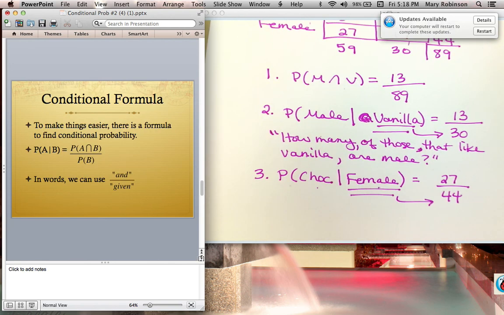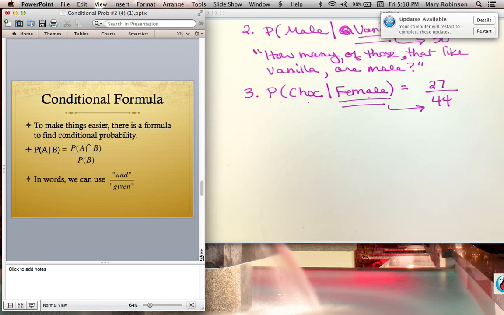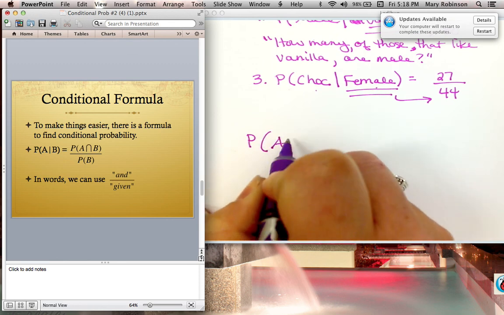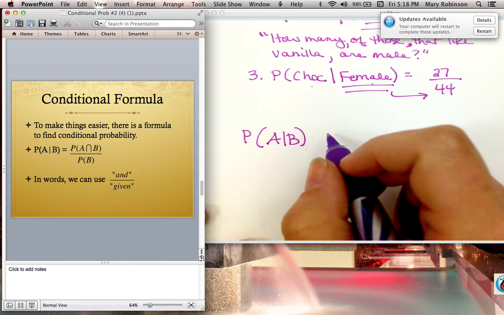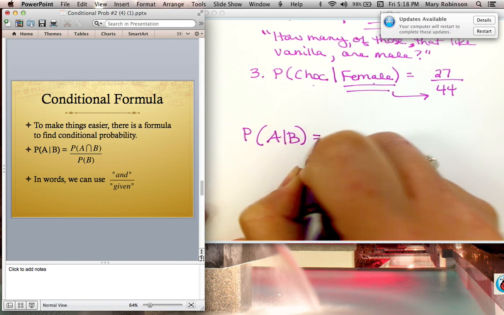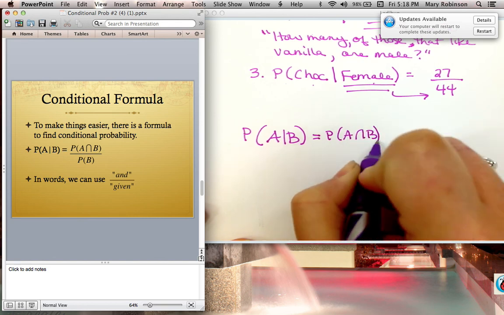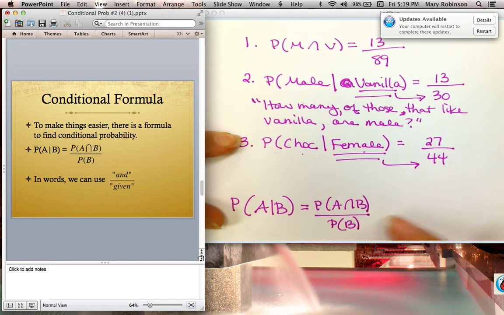Next, we want to look at the conditional probability formula. So if you look at the slide on the left, it says, to make things easier, there is a formula to find conditional probability. In general, we can use the and value as our numerator and the given value as our denominator, but we do have a formula here. And this is what you're going to want to use when you have word problems that do not refer to a tree diagram, frequency table, or Venn diagram. So it says the probability of A given B is the probability of A and B divided by the probability of B. That's actually what we did for this example.